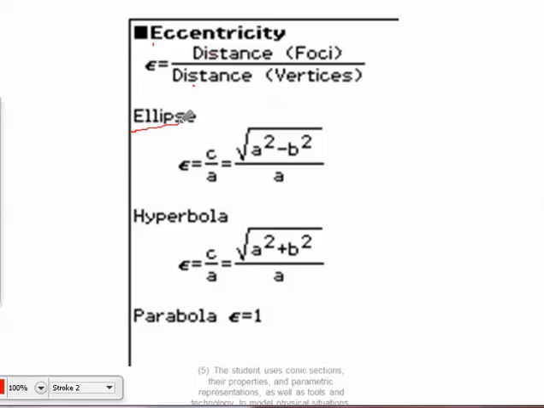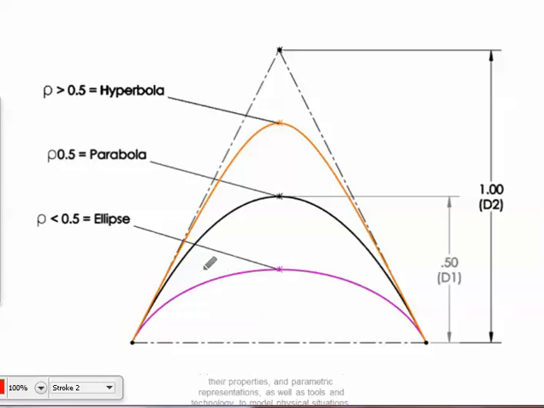For an ellipse, you're always looking at something that is almost always in the middle. Hyperbolas are always the smaller numbers and parabolas are always the bigger numbers. Okay? So what are you looking at there? For an ellipse, you're looking at that eccentricity to be less than 0.5. And for a hyperbola, you're looking for it to be greater than 0.5. And for a parabola, it's almost always equal to 0.5. Okay? That's what you're looking at when you're looking at these different types of shapes.